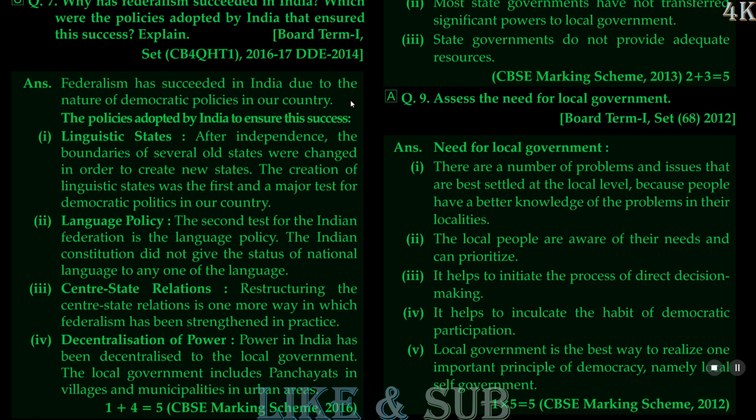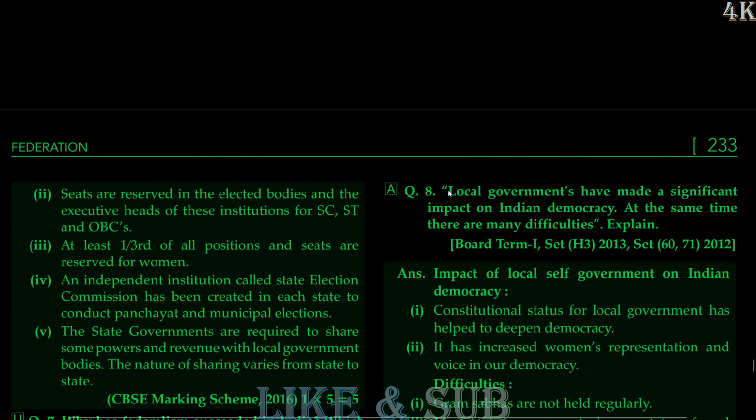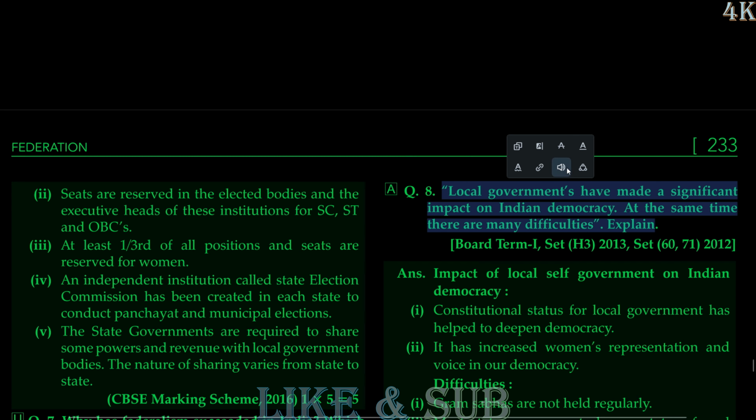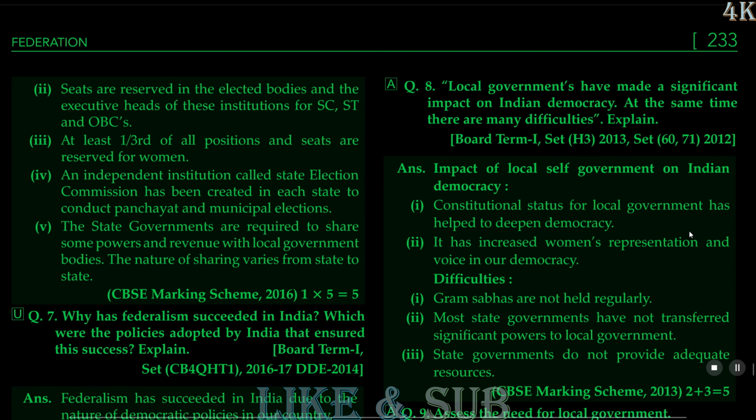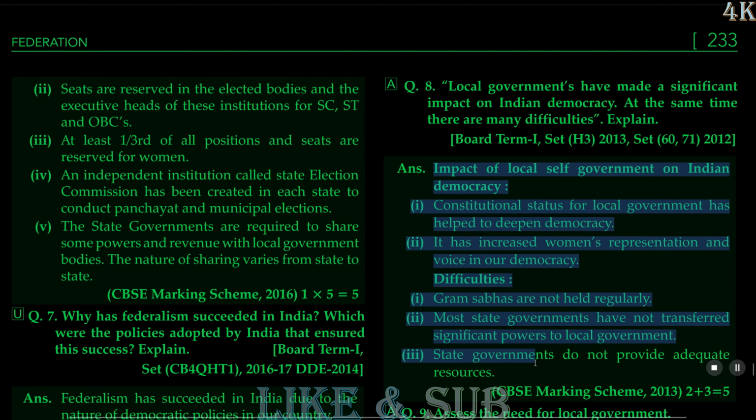3. Center-state relations. Restructuring the center-state relations is one more way in which federalism has been strengthened in practice. 4. Decentralization of power. Power in India has been decentralized to the local government. The local government includes panchayats in villages and municipalities in urban areas. Local governments have made a significant impact on Indian democracy. At the same time, there are many difficulties.